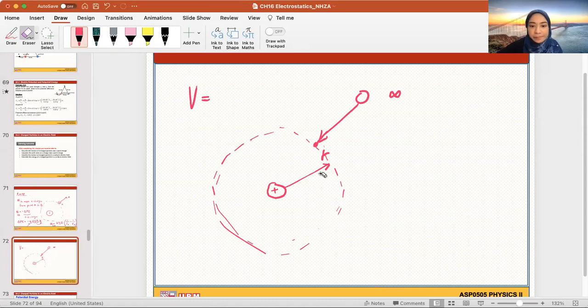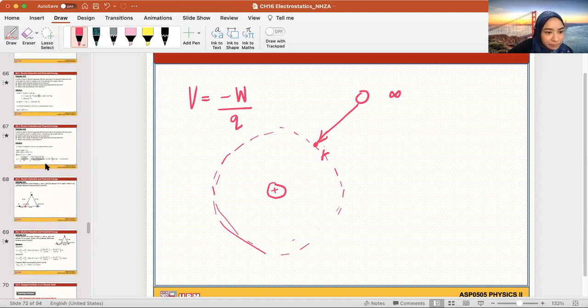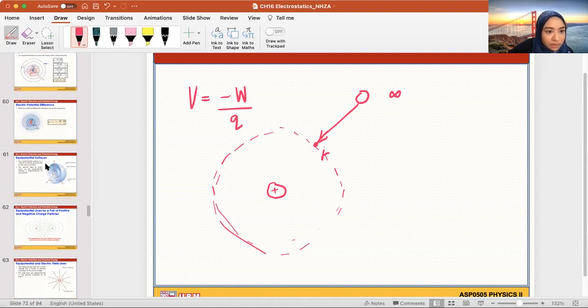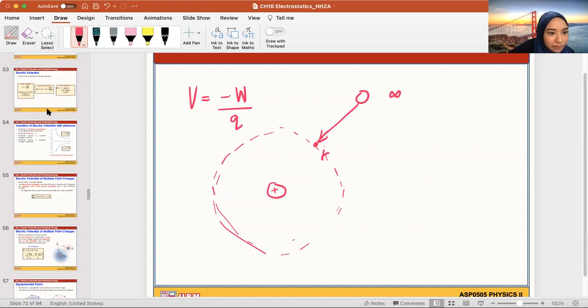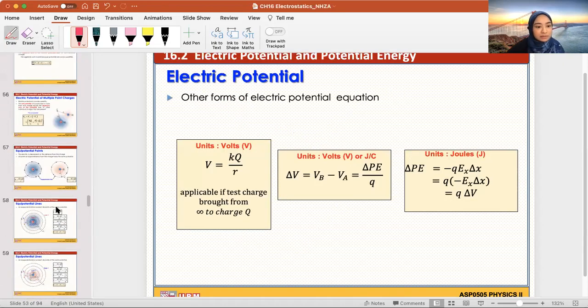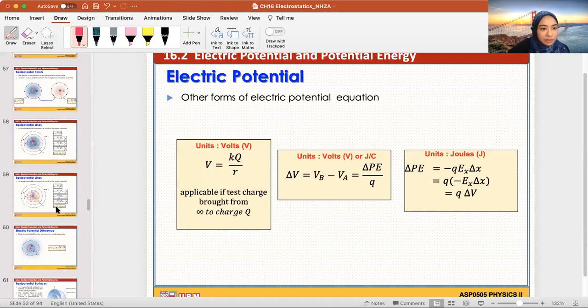Okay, so that is potential: bringing the charge from infinity to point R, and it is equal to the minus work done over Q, to bring a unit charge. I think so. Sekejap, let me check. So V. Betul. Betul. Okay, V equals KQ over R. Betul. Thank you.